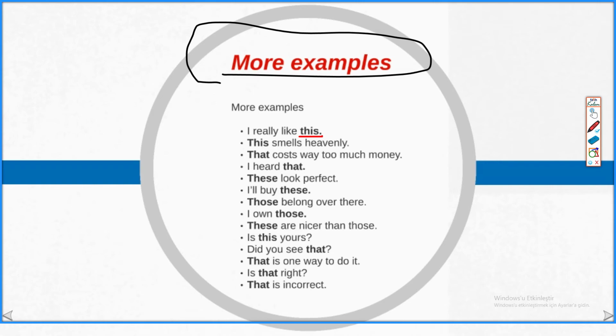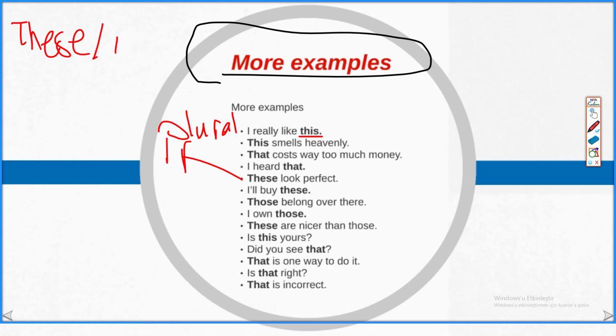"These couples look perfect." These means what? Plural. When you hear these and those, you must say that the difference is near and far. Teacher, I used these and those for plural, but what is the difference between them? The difference between them is near and far, my friends. If it is near, we should use these. If it is far, we should use those.